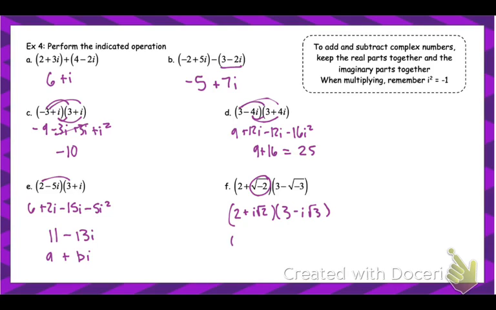So I would get 6, then I would get minus 2i root 3, then I would have plus 3i root 2, and then I would have minus i squared root 6. Well, minus i squared root 6 becomes plus root 6. And then I cannot combine those other two together because they don't have the same root.